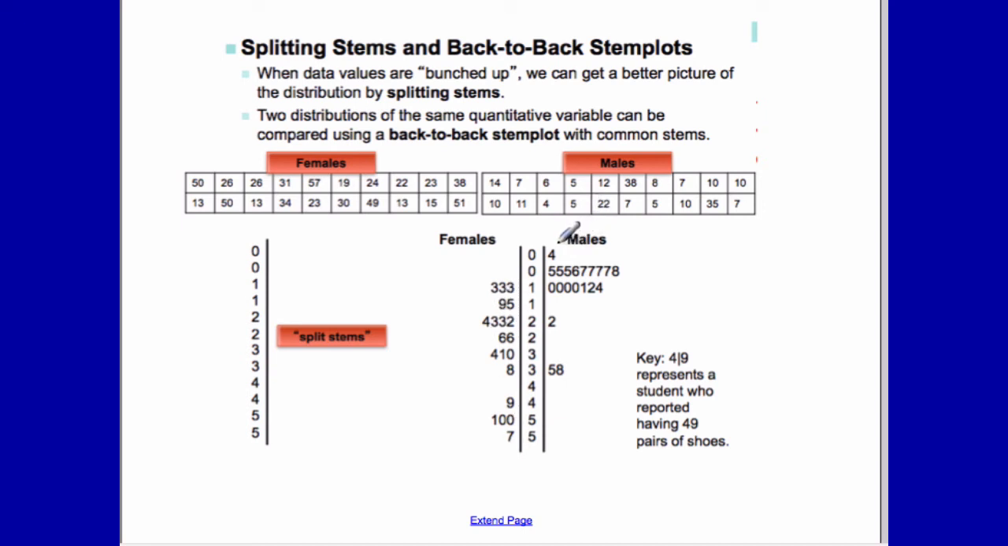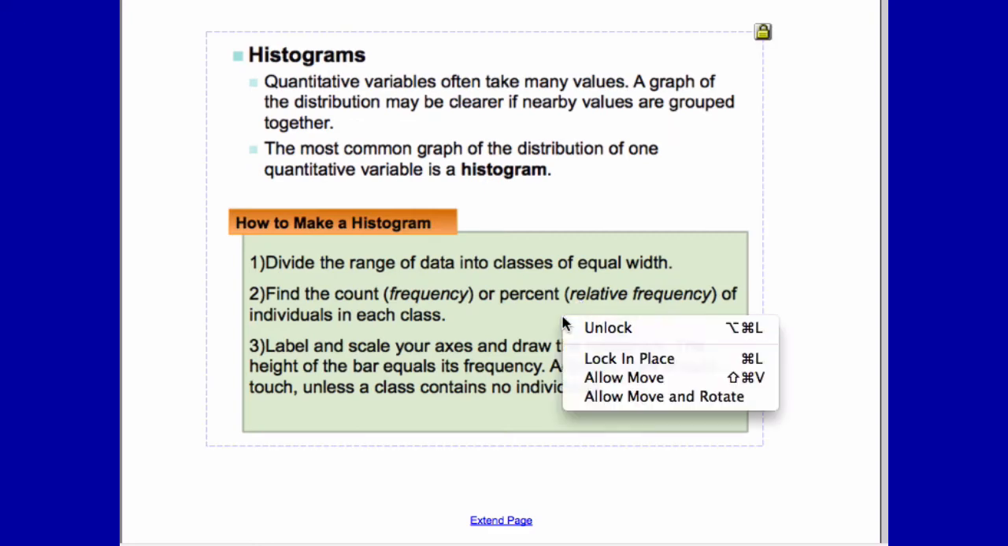I can also go back, and if you tilt your head to the right, you can look at the males and go, that looks like it's approximately skewed right. If you look to your left, this is a little bit different because you're going from 0 to high, but this one looks like it's approximately symmetric. But you can kind of turn your head and do SOCS, even off of a stem and leaf: shape, center, spread, and if there are any possible outliers. It's just another way to do a graph.